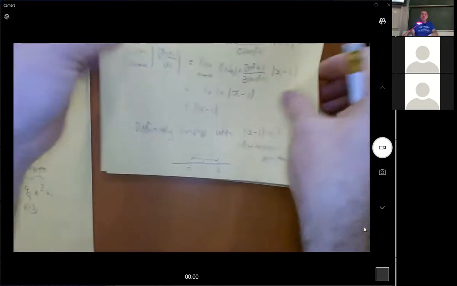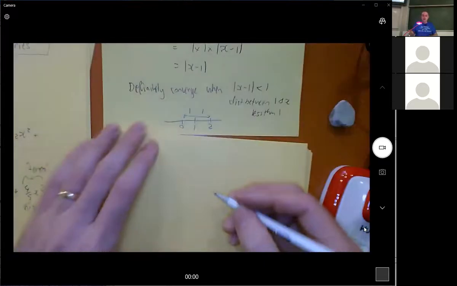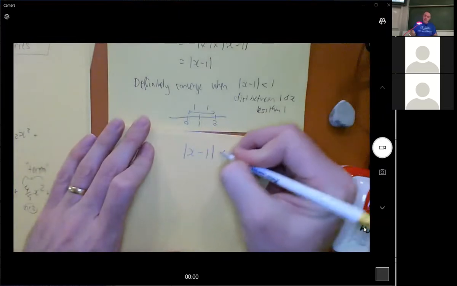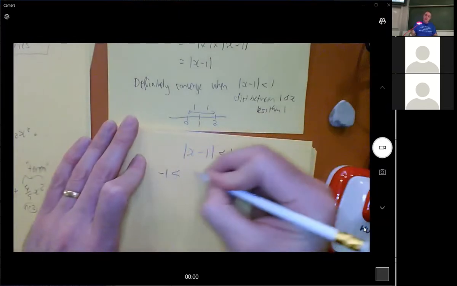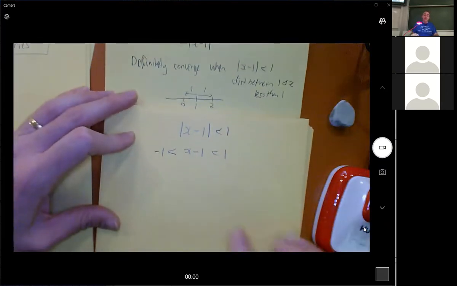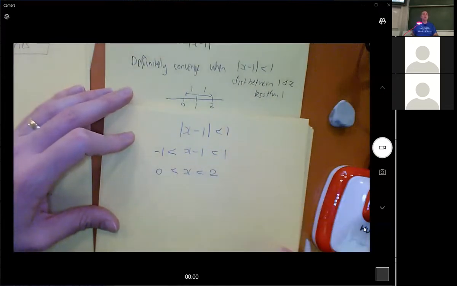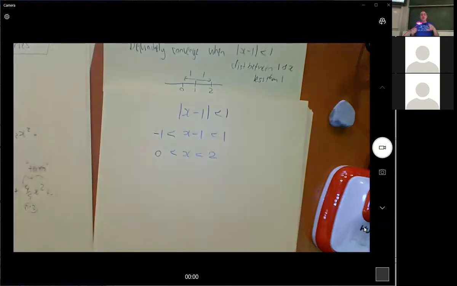But most people find it easier to talk about it like this. The absolute value of x minus 1 is less than 1. And that means that this number, whatever it is, has to be between minus 1 and plus 1. And if I add 1 to all 3 parts, I'll get 0 < x < 2. So it definitely converges when x is between 0 and 2. The center of that interval is 1. That's what it should be. And the radius of that interval is also 1, which is a coincidence.